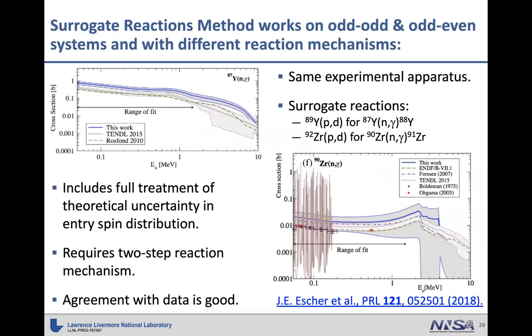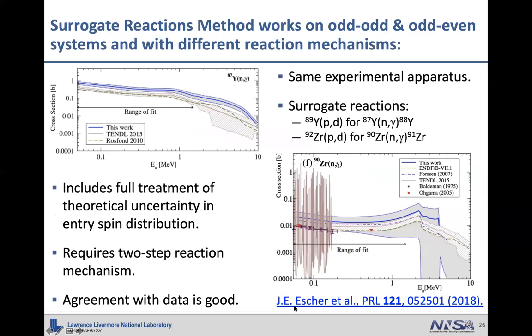So Jutta Escher and Jason Burke, who's an experimentalist at Livermore, showed that this works for pickup reactions as well, and that it works in much more complicated situations. So for odd-odd and odd-even systems. They used the same experimental apparatus, and they did 2 surrogate measurements. As a benchmark, they did PD on zirconium-92, and the surrogate reaction of interest here is zirconium-90 in gamma, and you can see that result here.